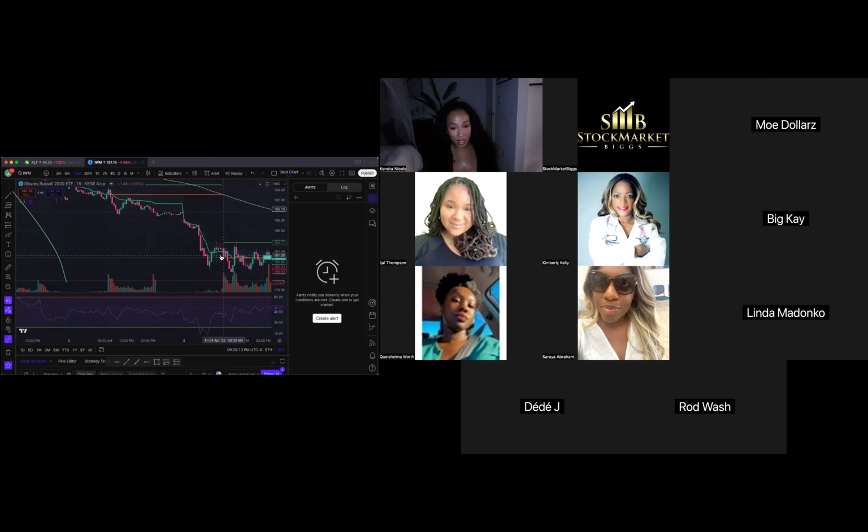And on Friday at 9:30, this is the first 15-minute candle right here. So this is what creates the ORB. This is the top of the ORB. This is the bottom of the ORB.